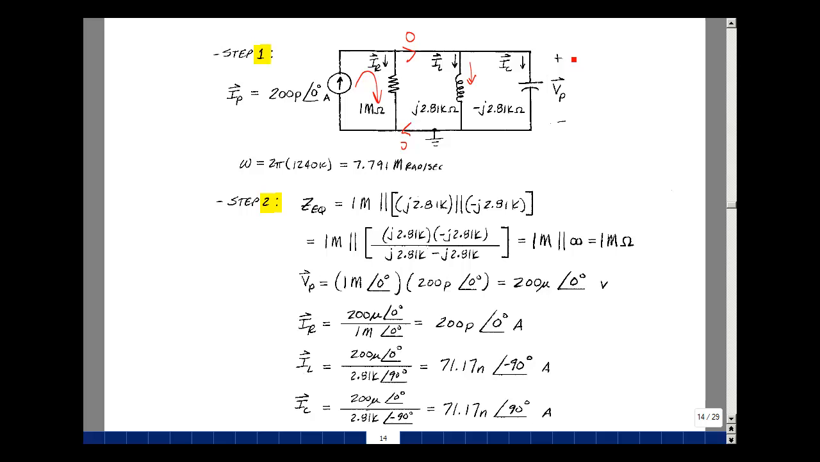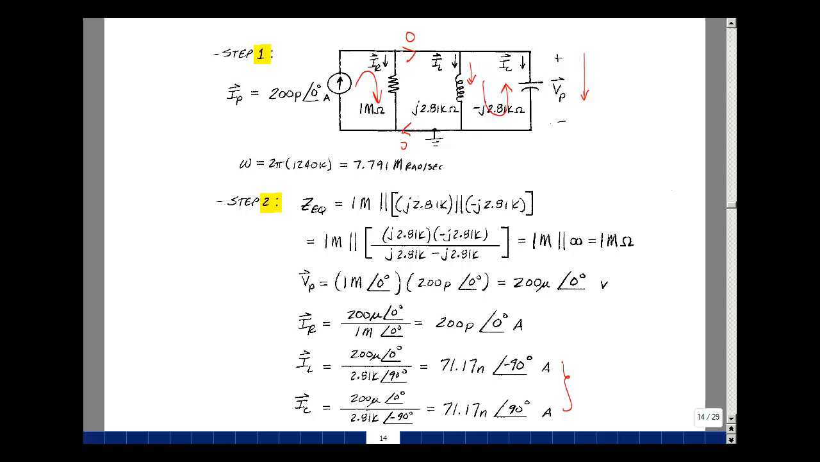Let's calculate the current in this direction though. 200 microvolts at angle 0 divided by minus j 2.81 k. And that's equal to 2.81 k at angle minus 90. Then my overall ratio is the same as last time, but the angle now is 0 minus 90. So these two are 180 degrees apart. In other words, they're in opposite directions. What we really have is a current going in this direction. So what's happening now is all of this current is flowing in here, but there is a current circulating between the L and C. What can that be?